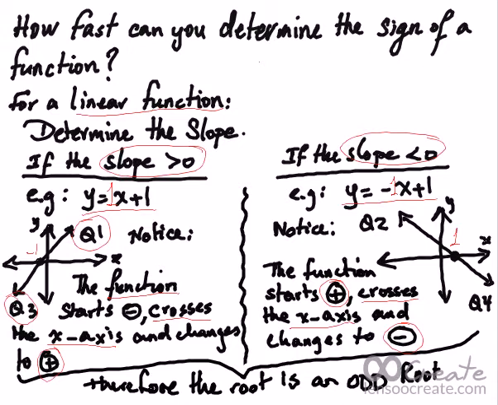Therefore, this root, in the first case it is negative 1, and in the second case it is 1. This is called an odd root, where you see the graph crossing the x-axis and changing its sign.